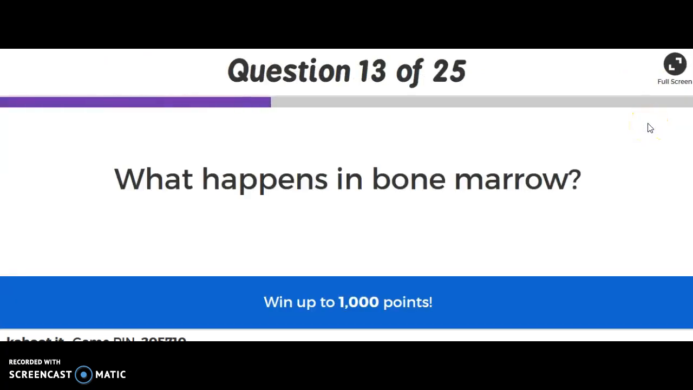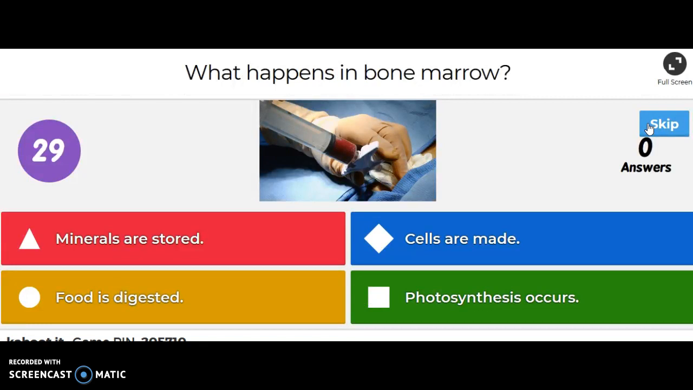What happens in bone marrow? So bone marrow is really important.